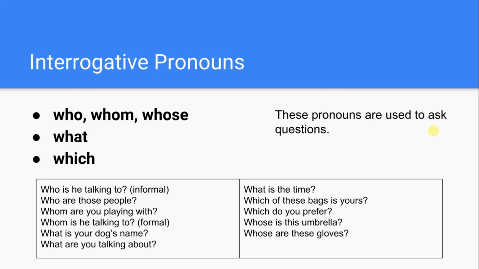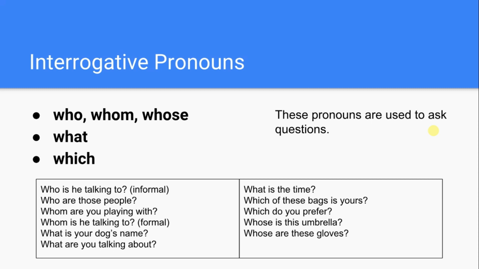So, who is he talking to? That is an informal way to ask somebody who is he talking to. The formal way is, whom is he talking to. Whom is more formal, who is less formal or informal. Who are those people? Whom are you playing with?